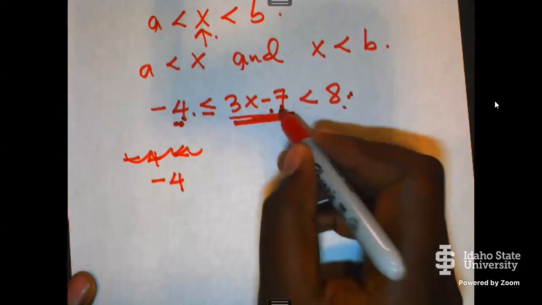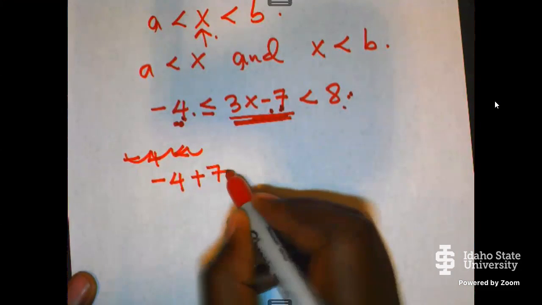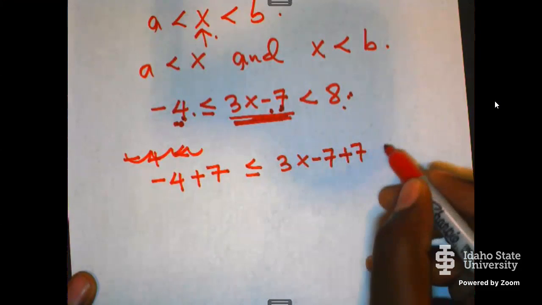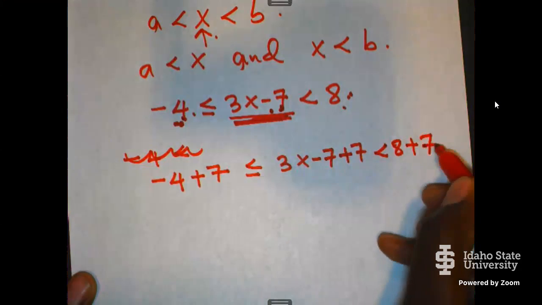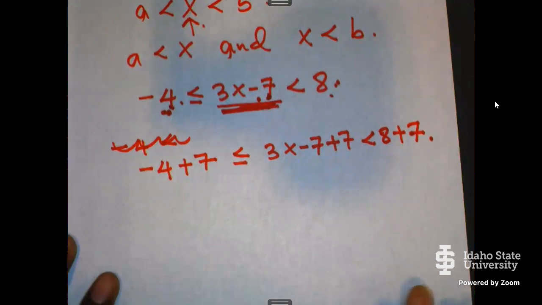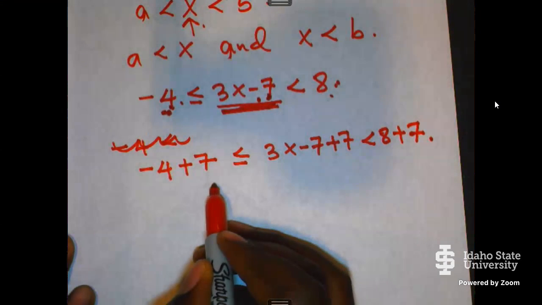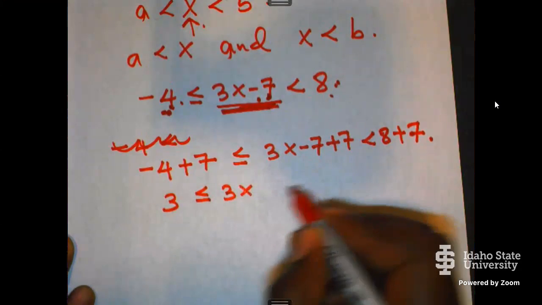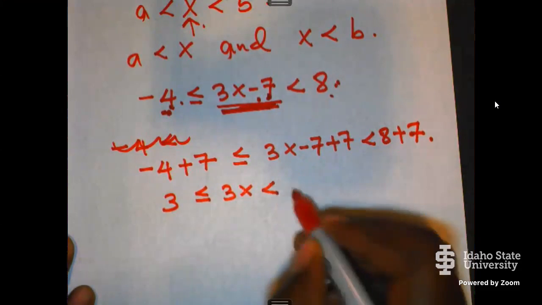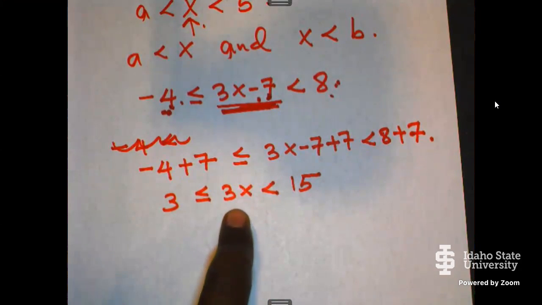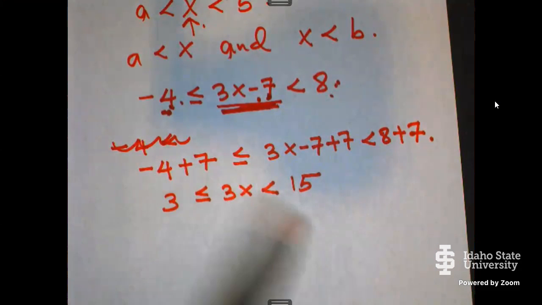So when you add 7 inside here, then you also add 7 here, less or equals to 3x minus 7 plus 7 less than 8 plus what? Plus 7. Okay. Then you simplify. So minus 4 plus 7 is what? 3, right? Less than or equals to 3x less than what? 15. So when you divide by 3 here, you do it in all the sides.